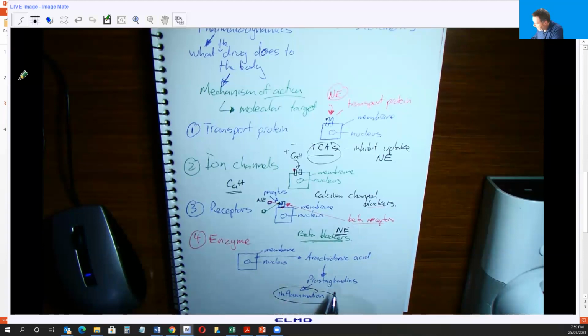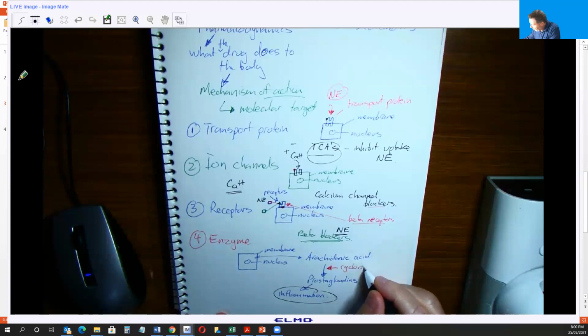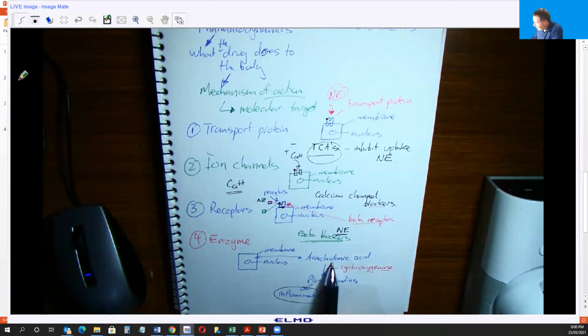Now, there is a particular enzyme that acts in here, and it's a very special enzyme, and the name of that enzyme is called cyclooxygenase. And this is an enzyme because it ends in A-S-E, and what it does is it accelerates the conversion of arachidonic acid into prostaglandins.